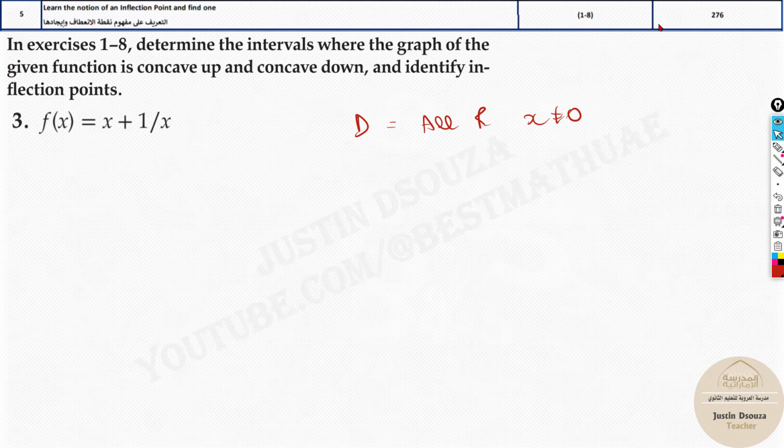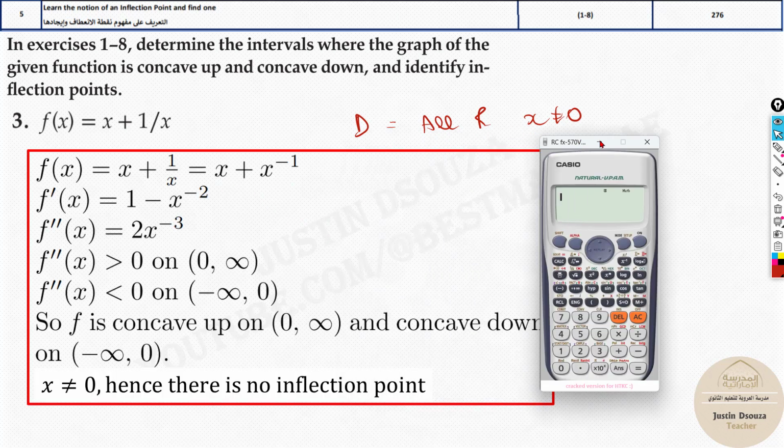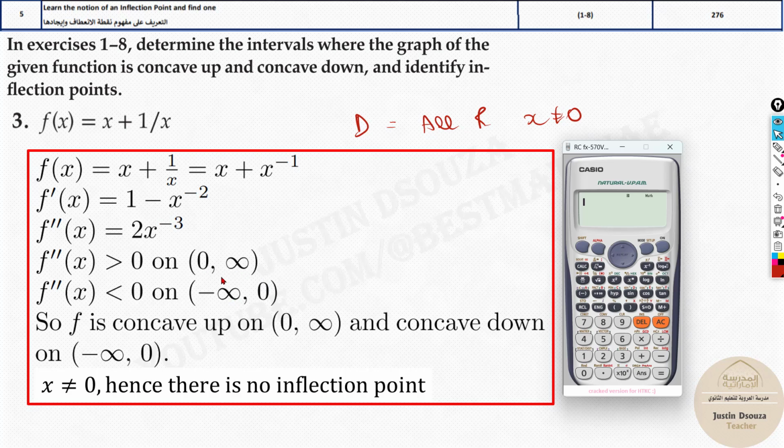And then let's take our calculators and let's graph it up. Here we need to know the answers as well because you will have the options. Let's look into it. It's 0 and over here some other options might be -1, 2 and others. So let's go to mode 7. Let's type this equation now: x plus 1 divided by x. That's it. Now there is no option over here, just press equal to.